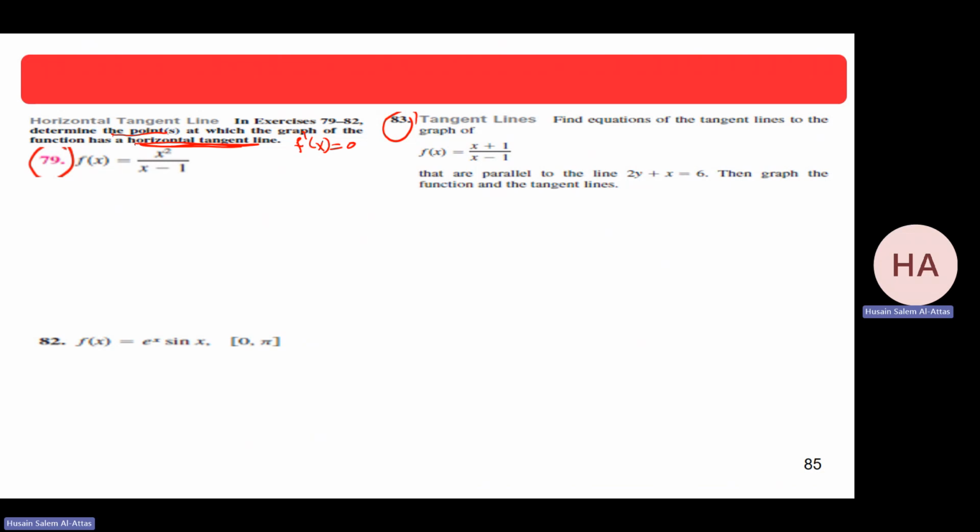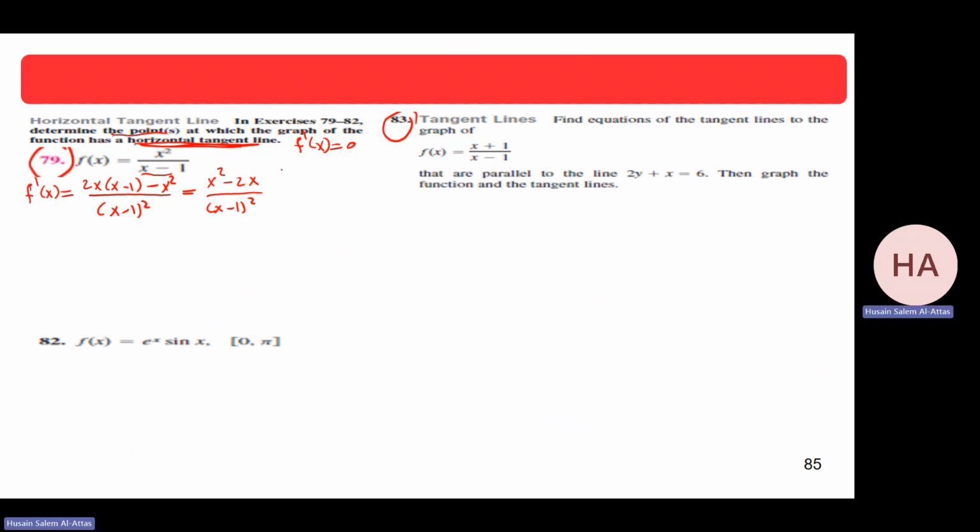But now my function is a fraction, so I need to find the derivative, and I need the quotient rule to find it. So we'll do the derivative. What will be the derivative? And make it equal to 0 and find the points. That will be 2x times x minus 1, minus the derivative of this, which is 1, times x squared, over x minus 1 squared. And that gives me what? 2x squared minus x squared, which is x squared minus 2x over x minus 1 squared.